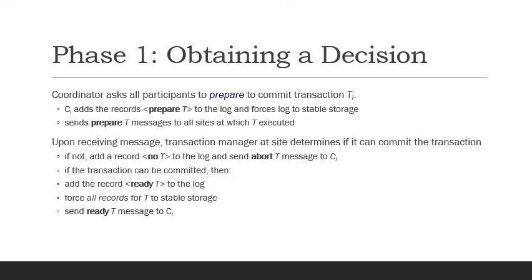Upon receiving the message, the transaction manager at the site determines if it can commit the transaction. If not, it adds a record no T to the log and sends an abort T message to Ci. If the transaction can be committed, it adds the record ready T to the log, forces all records for T to stable storage, and sends a ready T message to Ci.